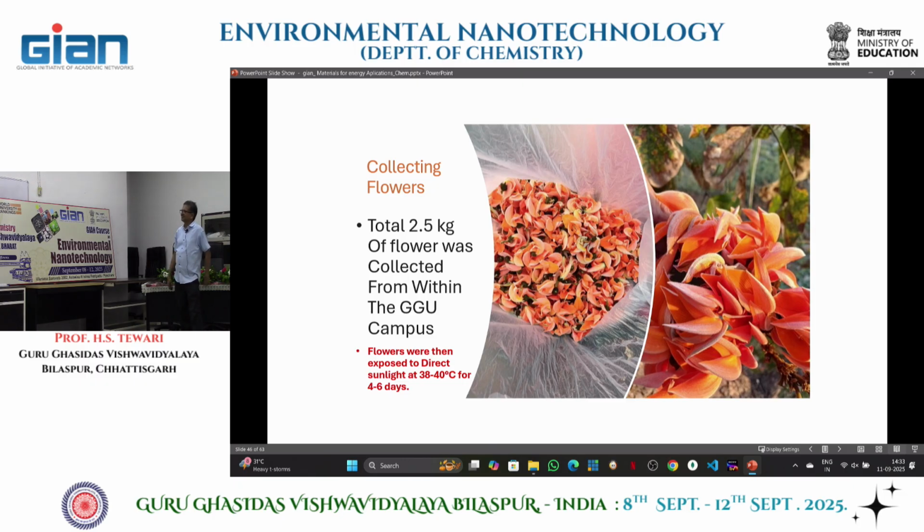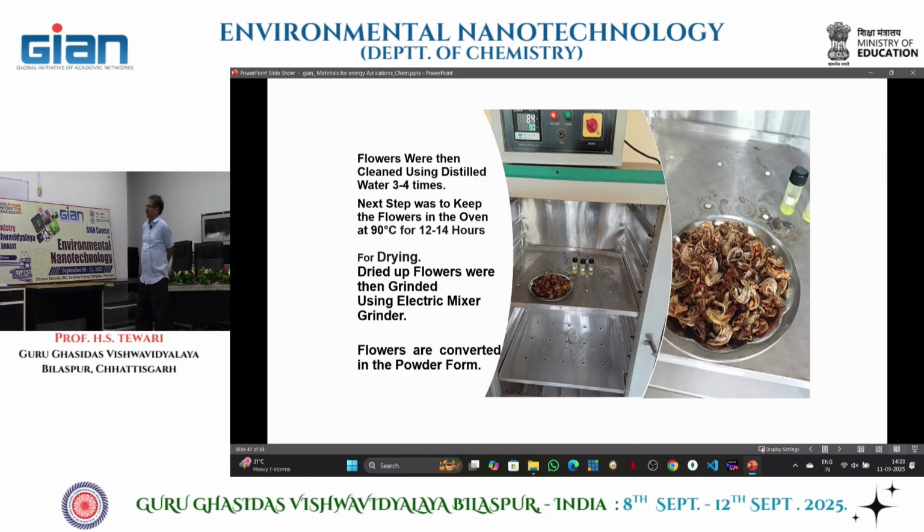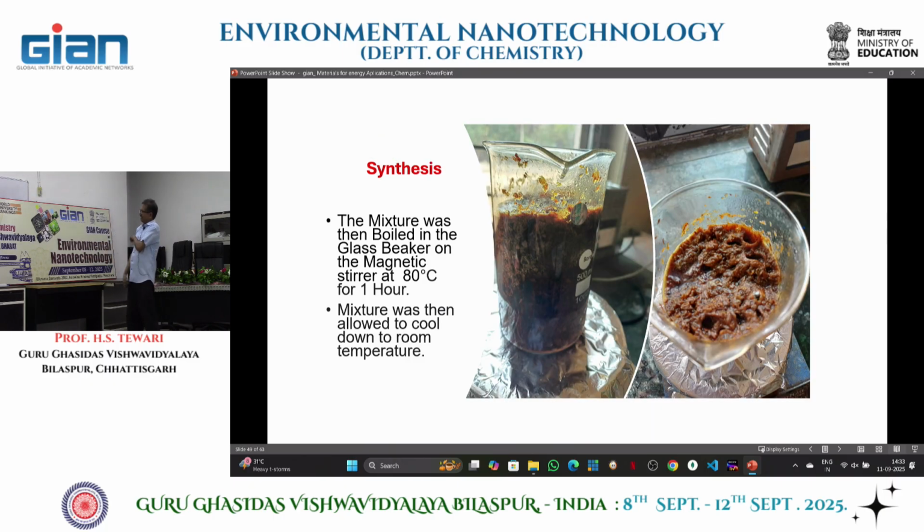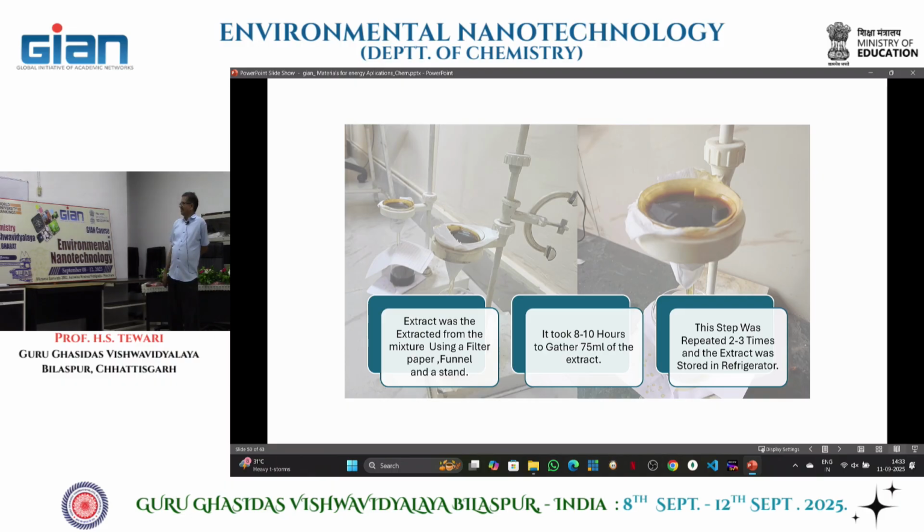Here, the student collected 2.5 kg of flowers, which were washed and dried a number of times. Then we made the powder and collected the extract from it. This is the dry flower, and these are the powder of the flower. We used double distilled water in a beaker with the flower powder, heated at 18 degrees for 1 hour, and then took the extract by filtering a number of times. We kept the extract in the fridge and take it from there whenever we use it, not at room temperature. These are the different stages that the students have done.